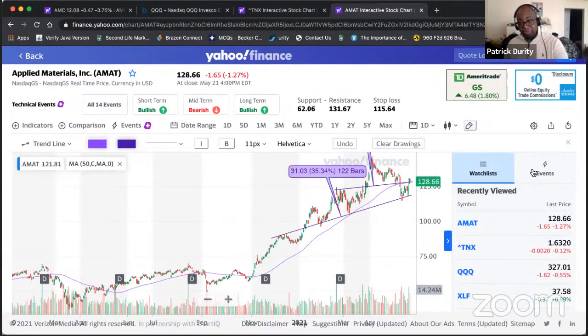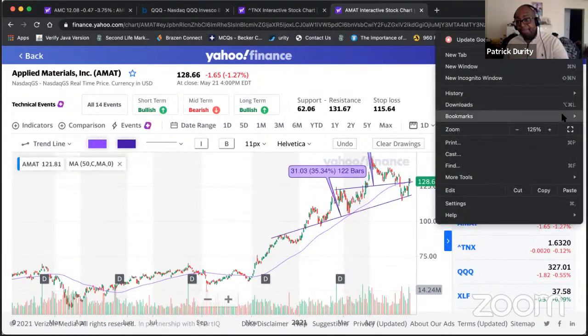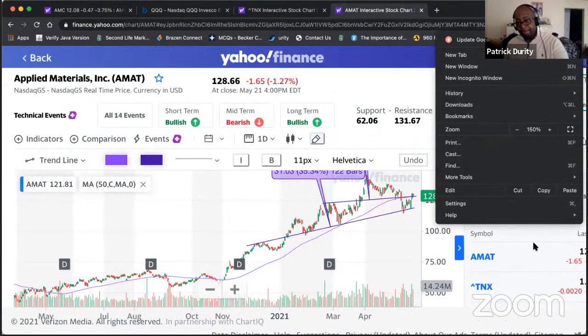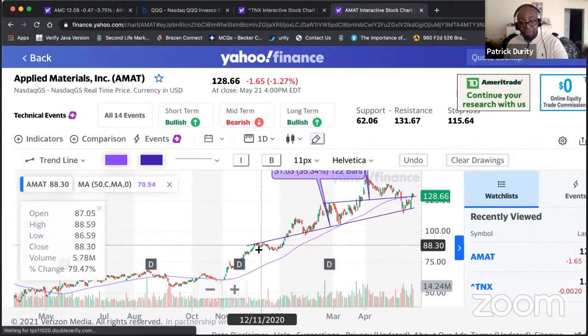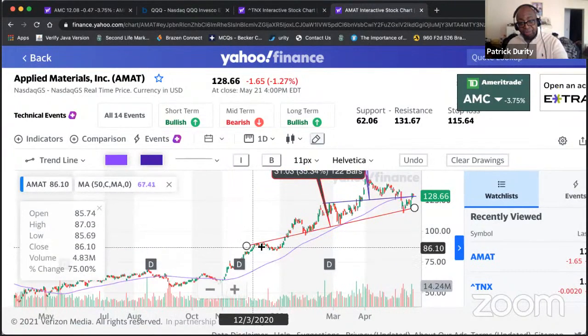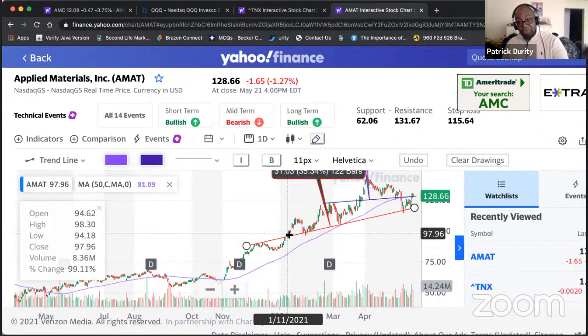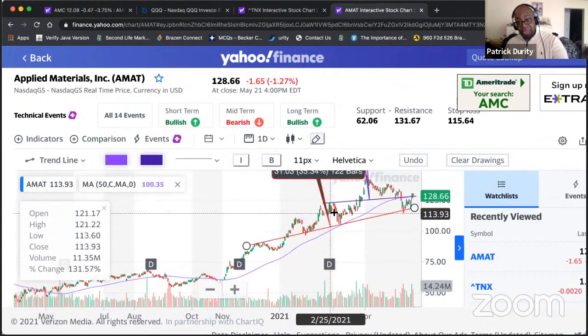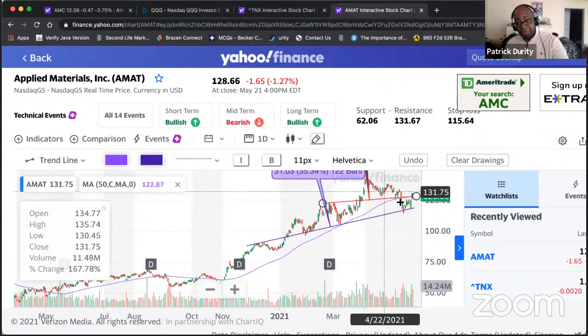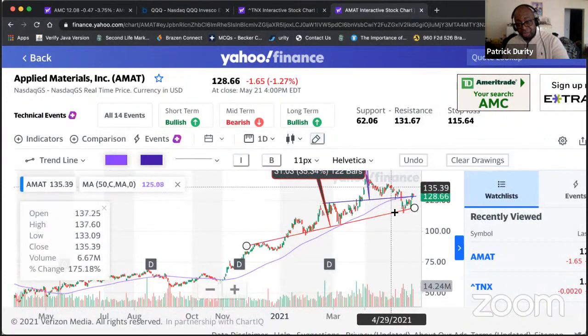Again, let me blow this up a little bit. So we're talking about a trend line that's been around since mid-November, December of last year. And it's one of the top stocks in the SMH ETF, which is one of the best performing ETFs for technology. And as you can see, the stock has pretty much held up against this trend line.